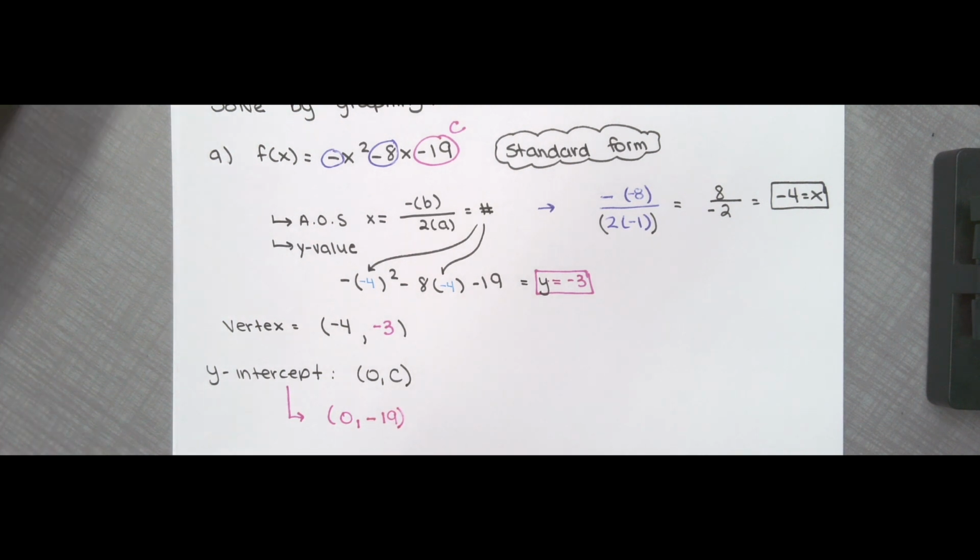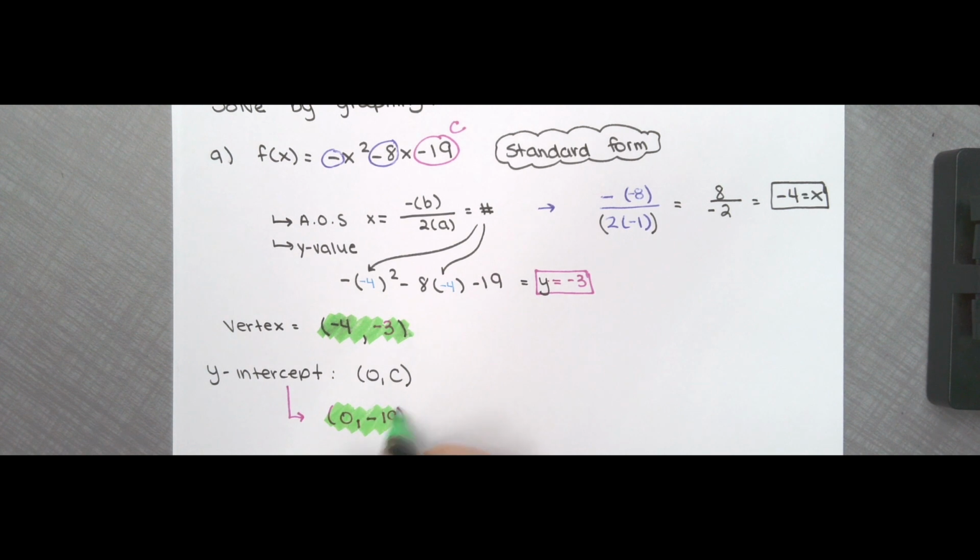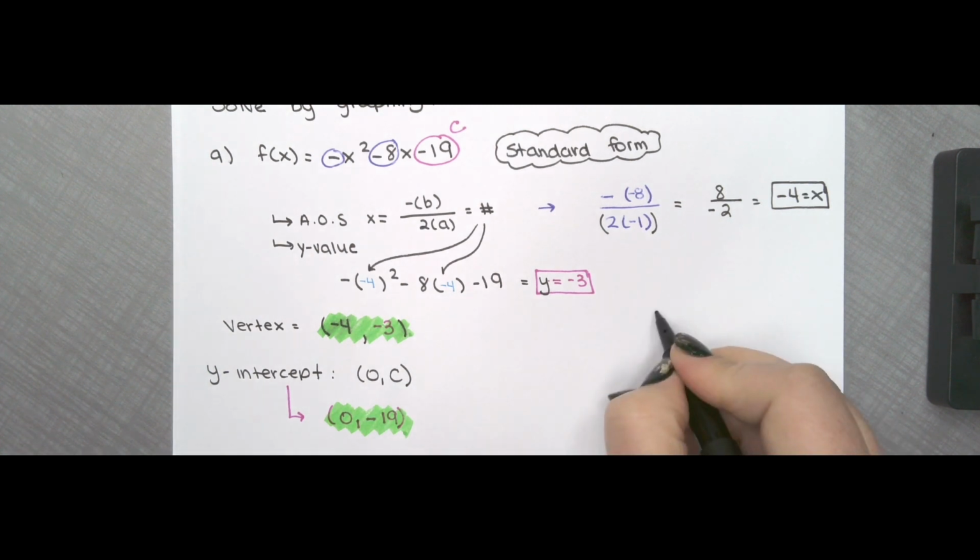So there's 2 pieces of information that we actually need. I know we did a lot of work already, but there's only 2 things we need. We need the vertex and we need the y-intercept, because we can reflect the y-intercept, and we can see how we can graph. Let's start to graph.